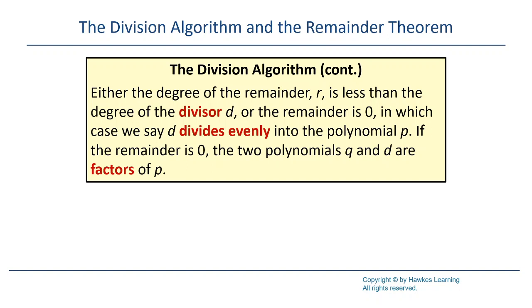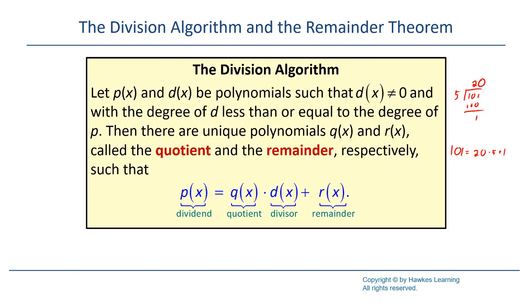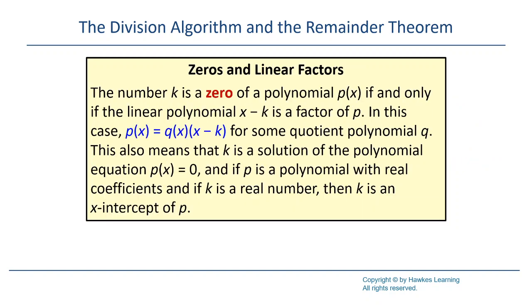Now, the degree of the remainder is always less than the degree of the divisor, or the remainder is 0, in which case you use the phrase divides evenly. This is kind of what we were talking about. And basically what you've done is you found that q and d would in fact be factors of p of x were the remainder to be 0.